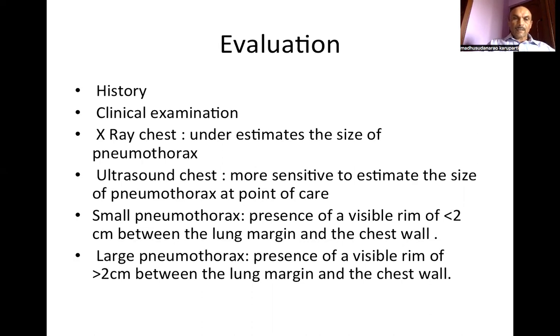Well, it could be small pneumothorax, that is, presence of a visible rim of less than 2 centimeters between the lung margin and the chest wall. Large pneumothorax, presence of visible rim of more than 2 centimeters between the lung margin and the chest wall. These are the ultrasonographic findings. Okay. So these things will help you to decide the plan of treatment.